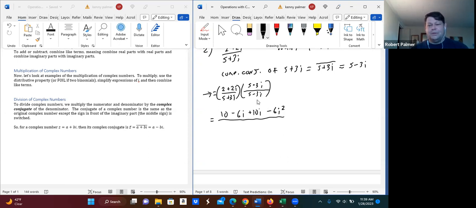Now do the same thing down here. So first terms, 5 times 5 is 25. Outer ones, 5 times negative 3i is minus 15i. The inner, plus 3i times 5, is plus 15i. And then finally, the last ones, 3i times negative 3i, is negative 9i squared.